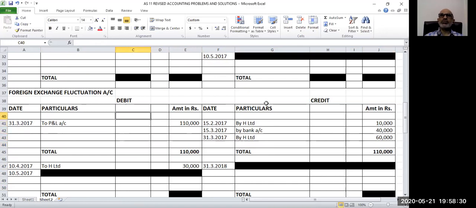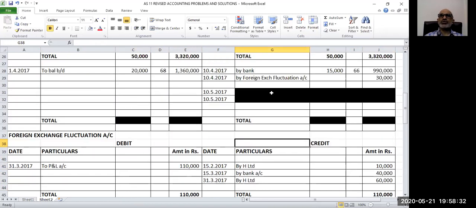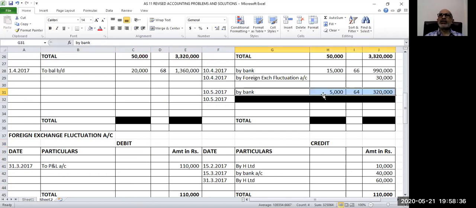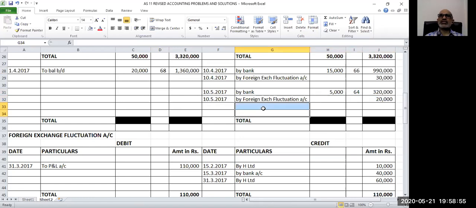Then there is one more remittance which has come. So let us see what is that remittance. That is on 10th of May 2017, $5,000 were received at 64. So total amount received is 3,20,000. Again, 68 and 64. A loss of 4 rupees per dollar has to be accounted for. So we are going to account for this loss.